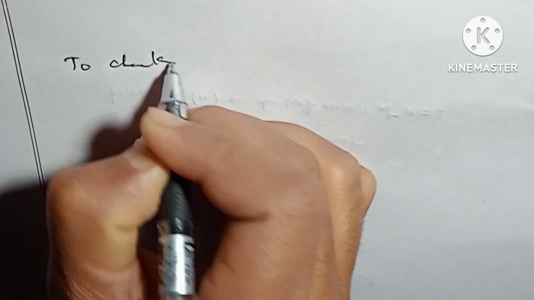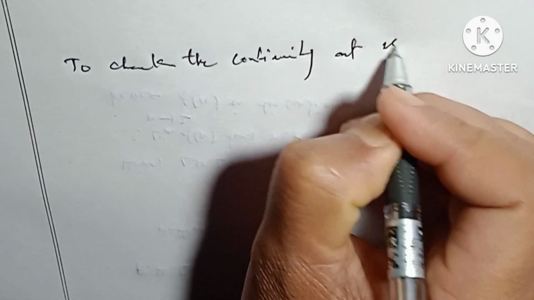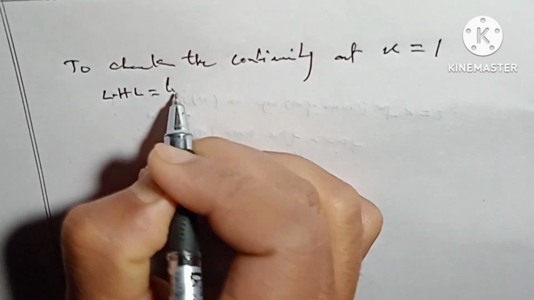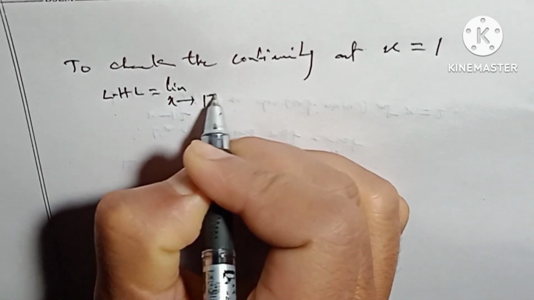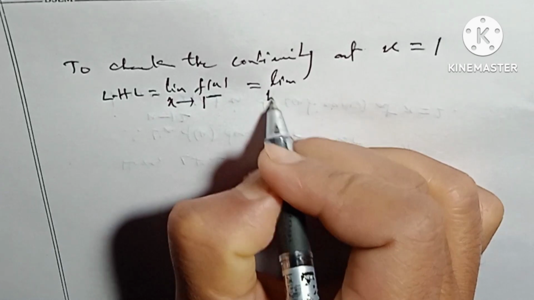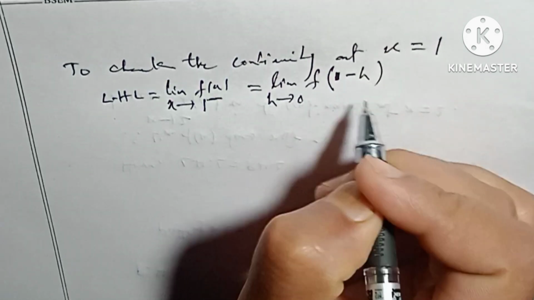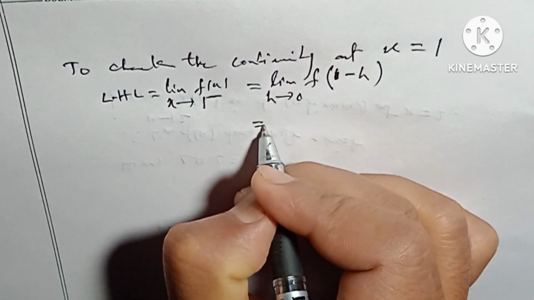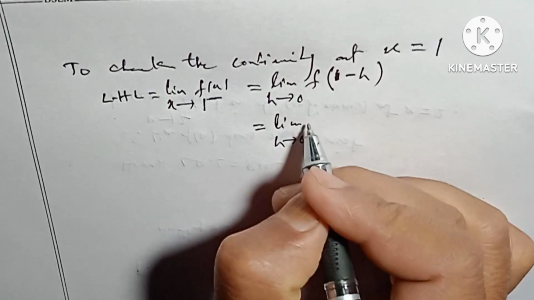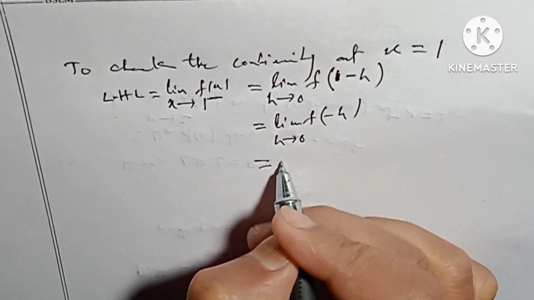To check the continuity at x equal to 1, left hand limit equals limit as x approaches 1 from the left side of f(x), which equals limit as h approaches 0 of f(1 minus h), it means the left side of 1, which is also equal to 0.